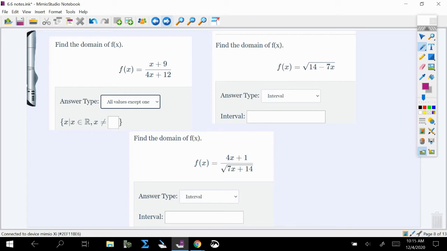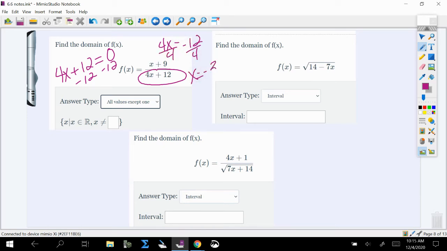I'm going to go clockwise here, starting in the top left. This one wants to know the domain. I have a denominator here, and my denominator cannot equal 0. So I'm going to see what makes it equal to 0. I'm going to subtract 12. So I have 4x equals negative 12, and then I'm going to divide by 4. So I get negative 3. That means that my domain is everything except for negative 3. If you choose the drop-down menu, all values except 1, then you can list your exception. This will say my domain is all real numbers, except x can't be negative 3. It's probably the fastest domain question you're going to see.